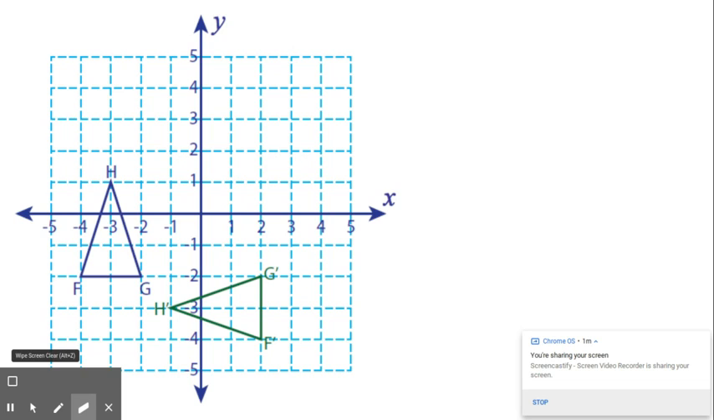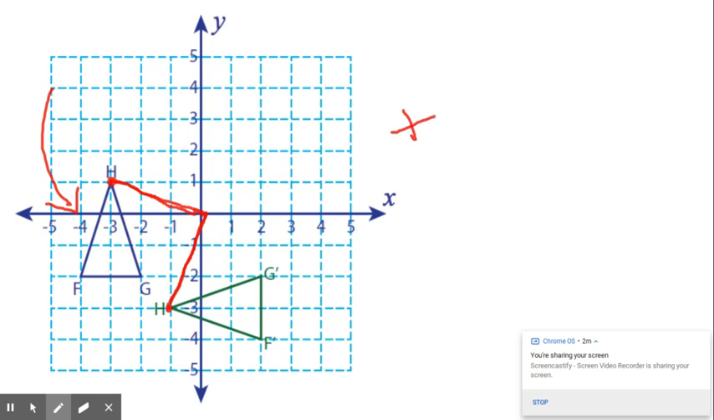Next one, let's try another one. Let's start with point H. All right, so if I go with point H, I'm going to put a point here and draw a line to the origin. And then I go from the origin out to the image point. So from the pre-image to the origin to the image. So I can see I went this way. That is counterclockwise, so that is positive.